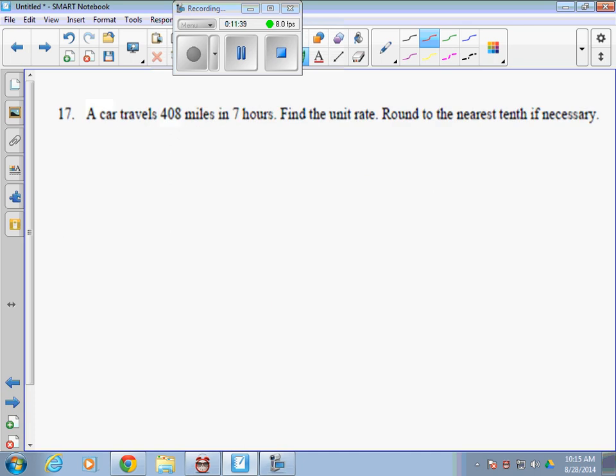17 says a car travels 408 miles in 7 hours. Find the unit rate, round to the nearest tenth. Rate equals distance over time. Find the unit rate. That's speed. Think of your speedometer in your car. Distance over time, miles over hours. So right here, when we label this, 408 miles is distance, 7 hours is time, and the unknown amount is rate.